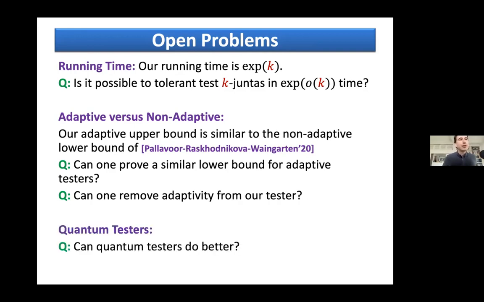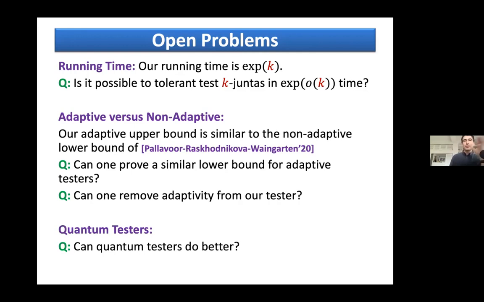And third is about quantum testers. Actually, quantum testers were an inspiration for our techniques. In particular, if you have a quantum tester, you can sample from the Fourier distribution. So you can sample these sets U efficiently. You don't need to do it in time which is exponential in square root k. You can do it in time which is polynomial in k.